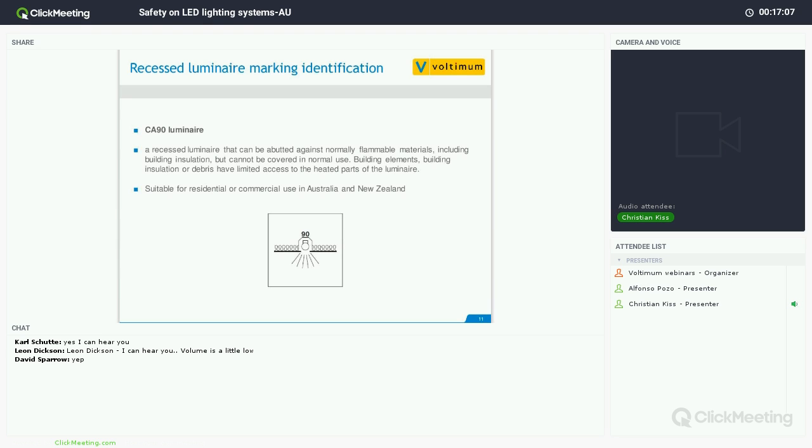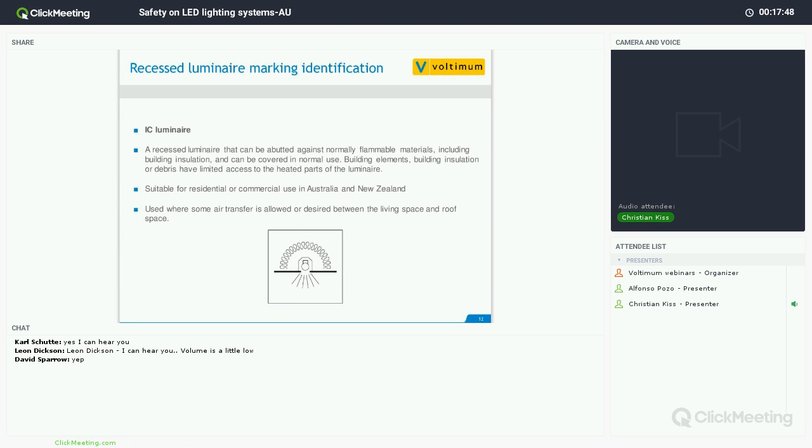I didn't include a slide for another classification here because it doesn't really apply to Australia, but there's also a CA135 rated luminaire, which is a New Zealand specific requirement. So the only difference there being that A, it's only enforced and usable in New Zealand, and B, the luminaire surface temperature has a slightly higher rating, and that's for instances where you can have insulation that can withstand up to 150 degrees Celsius touching the luminaire. So it's slightly different regulations for Australia and New Zealand on that CA90 versus CA135.